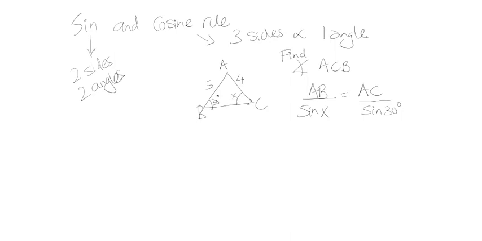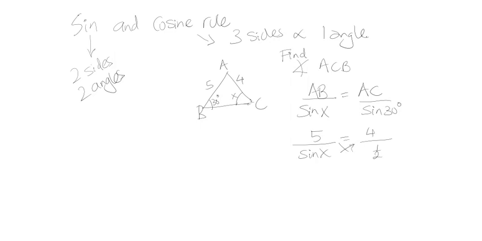All right, so let's look at it again. Length of AB, so that's this one, 5. So AB divided by sine of x, because x is opposite to it, is equal to AC divided by sine of 30, because 30 is opposite to that side. So AB is 5 divided by sine of x is equal to AC is 4 divided by sine 30, and sine of 30 is half, so you can use it here.